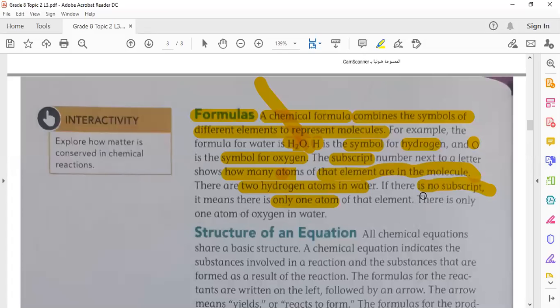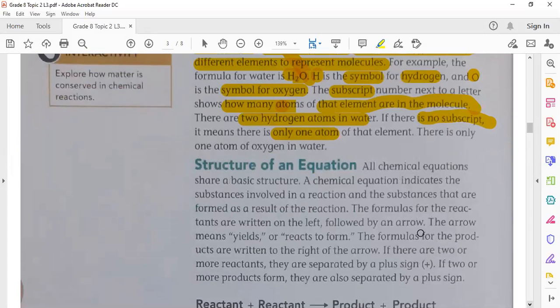I hope that this is clear. So if there is no subscript, it means there is only one atom of that element. For example, in water, there is only one oxygen atom. So this is the formula. In a chemical formula, you can find the symbols of all elements that make up the molecule and the number of atoms.